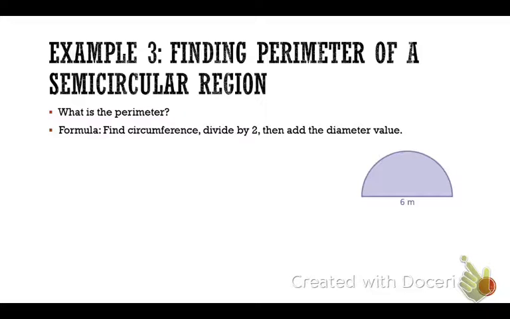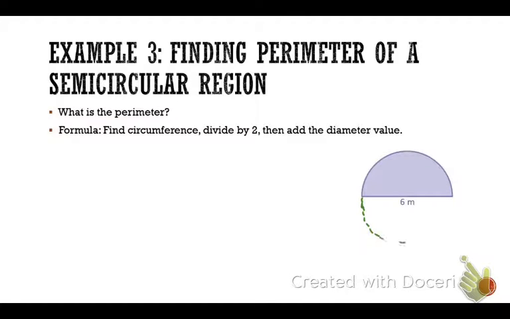For a semicircle, I need to find the perimeter, which is the distance around this semicircle. The first question I have is which formula for circumference I need to use, the one with the D or the one with the R? What do you think? D. Why would you say D? Because it gives me the diameter. 6 meters is the diameter, so I'm going to use C equals pi D.